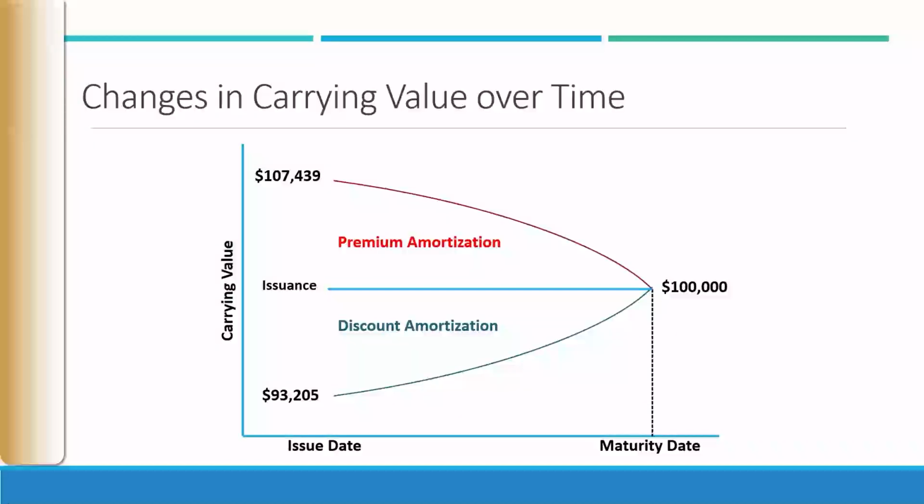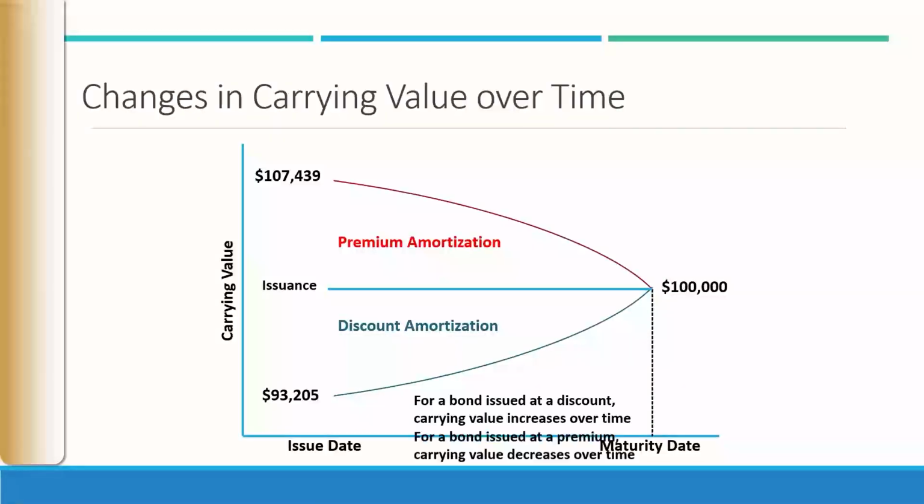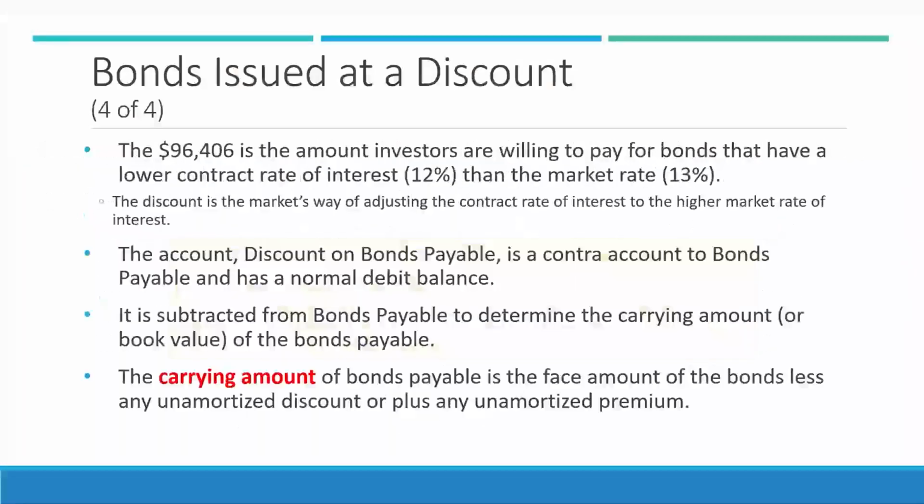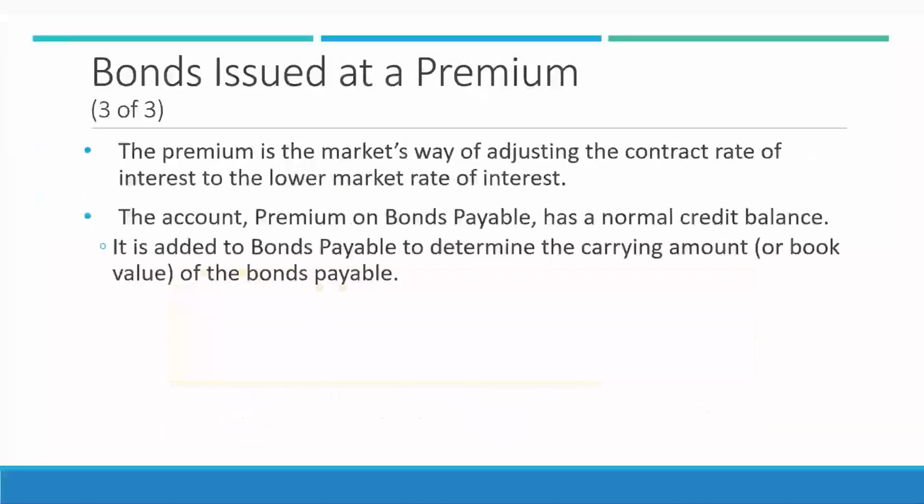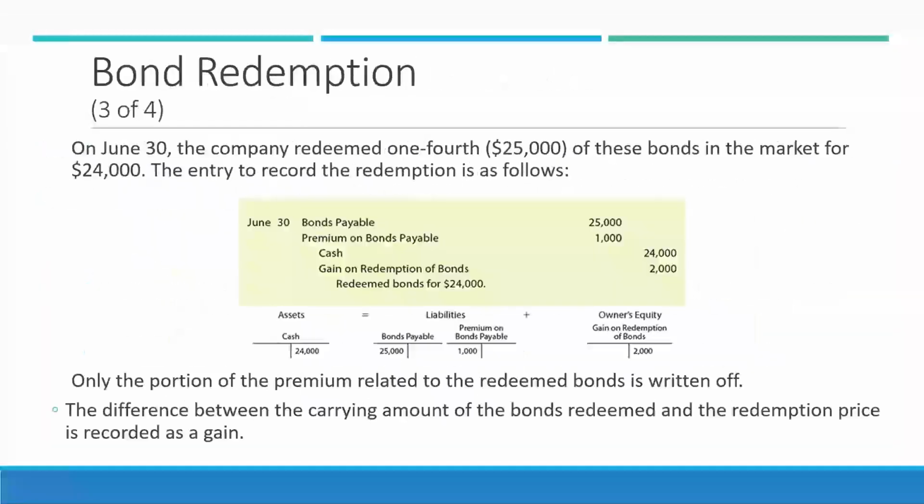The liability on our balance sheet matches the carrying value of the bond. And if the bond is issued at a discount, carrying value slowly increases to the face value, and if at a premium, it slowly decreases to the face value as it approaches the maturity date. And that is the true liability that is owed by the company. So that's what's going to be on the balance sheet.